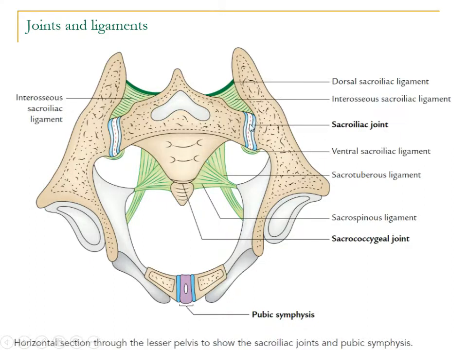And we can visualize the sacroiliac joint, which is the plane type of synovial joint, and we can visualize over here the pubic symphysis, which is the secondary cartilaginous type of joint. And we can see over here, this is the sacrococcygeal joint, which is of symphysis type because of the fusion of the sacrum and the coccyx in case of male, but in case of female it is slightly mobile.